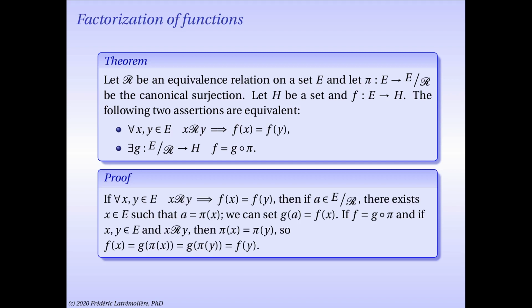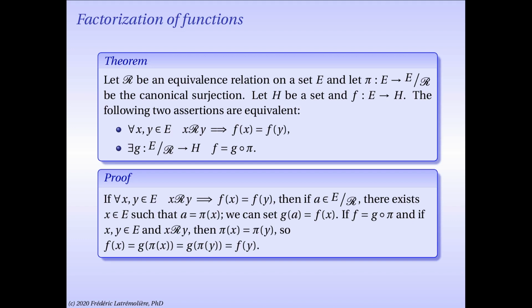So first, let's assume that f is constant on the equivalence classes for my relation R. Let A be an element of the quotient. Since pi is surjective, there exists a point x in the set E such that A is equal to pi of x. What I would like to do is set g of A equals f of x.